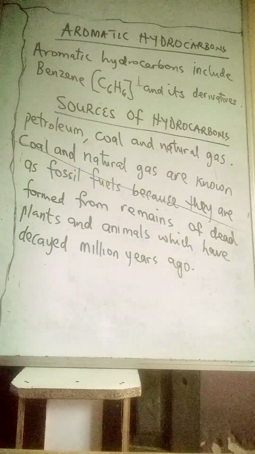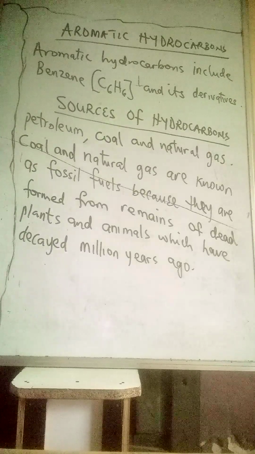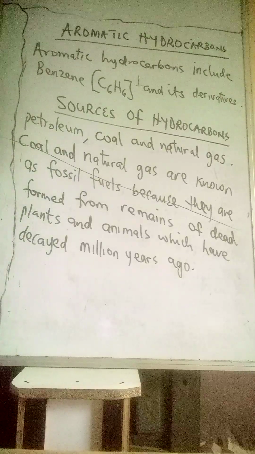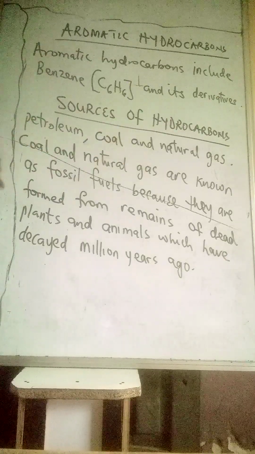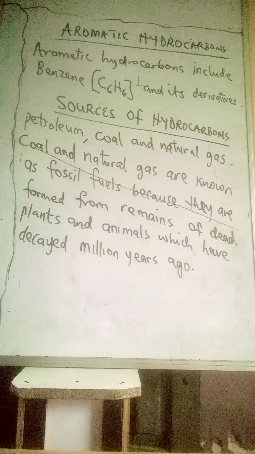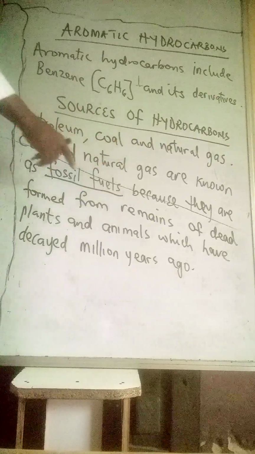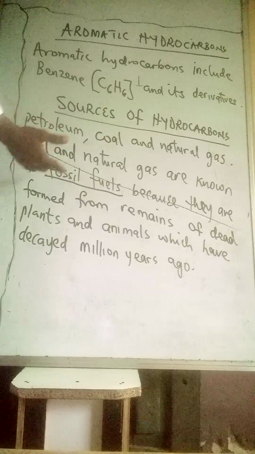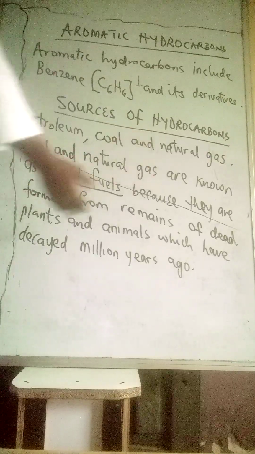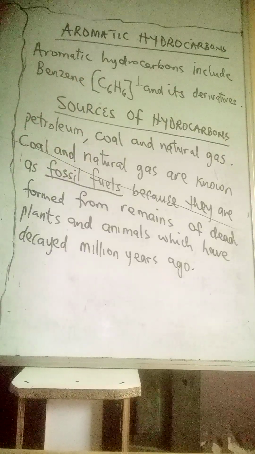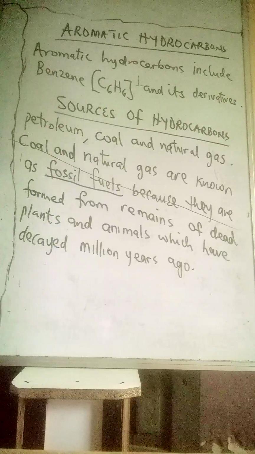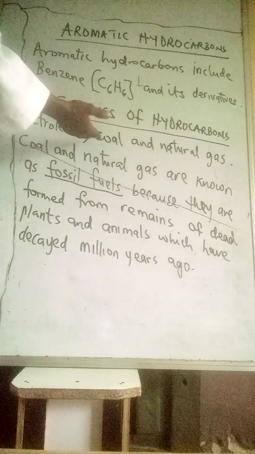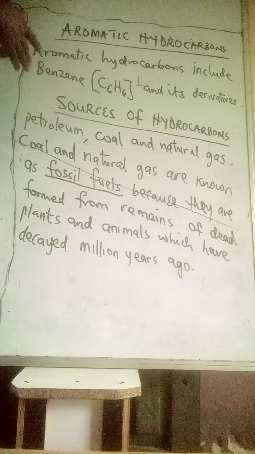Now, what are the sources of hydrocarbons? That is where hydrocarbons are produced. Petroleum, coal, and natural gas are sources of hydrocarbons. The coal and natural gas are also called fossil fuels. What do we mean by fossil fuels? Fossil fuels means the products that are formed from the remains of decayed plants and animals that have died many years ago. So once they have decayed, all these can produce natural gas and coal, and we call them fossil fuels.